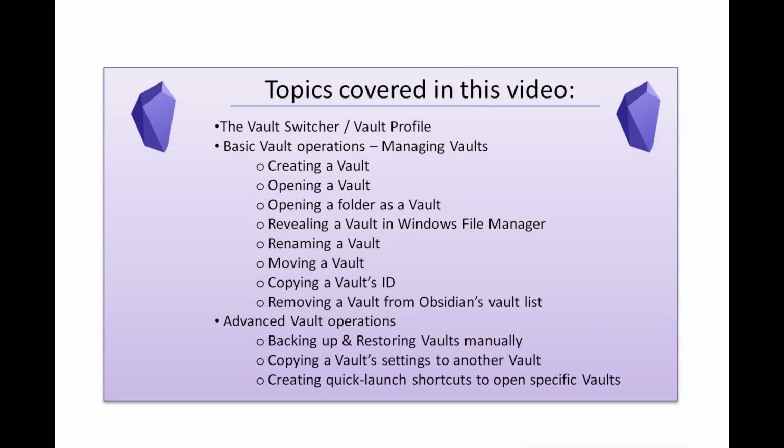We'll cover creating a vault, opening a folder as a vault, revealing a vault in Windows File Manager, renaming a vault, moving a vault, copying a vault's ID, and removing a vault from Obsidian's vault list. Then we'll move on to some advanced vault operations, specifically backing up and restoring your vaults manually, copying a vault's settings to another vault, and finally creating quick launch shortcuts to open specific vaults.